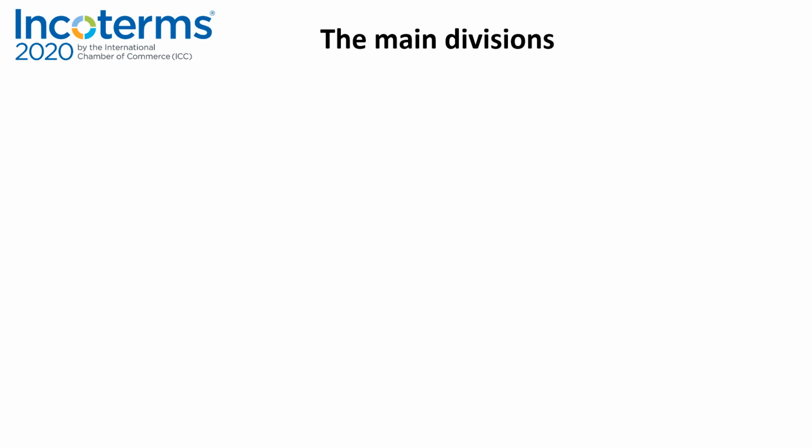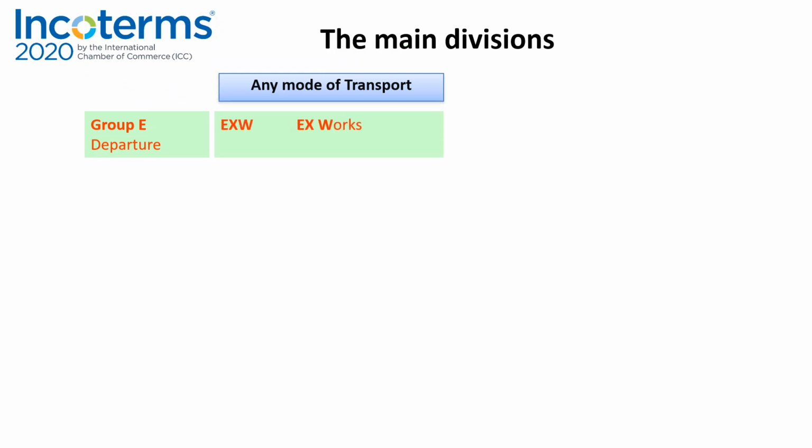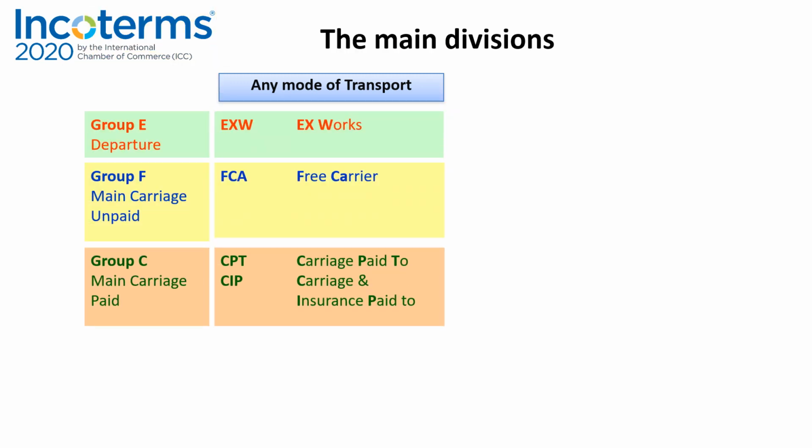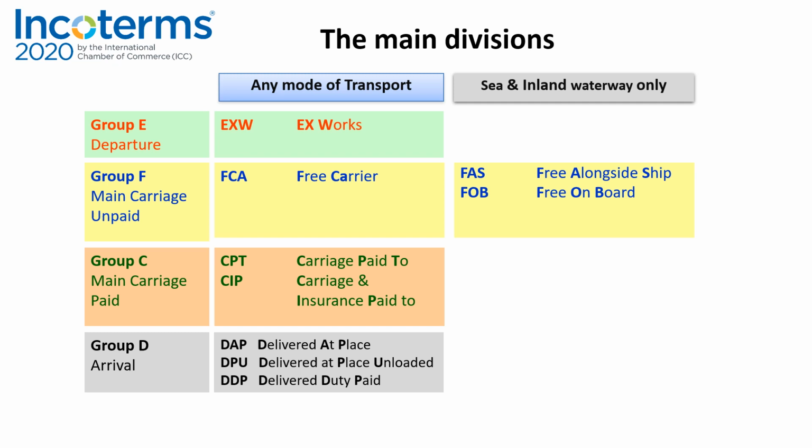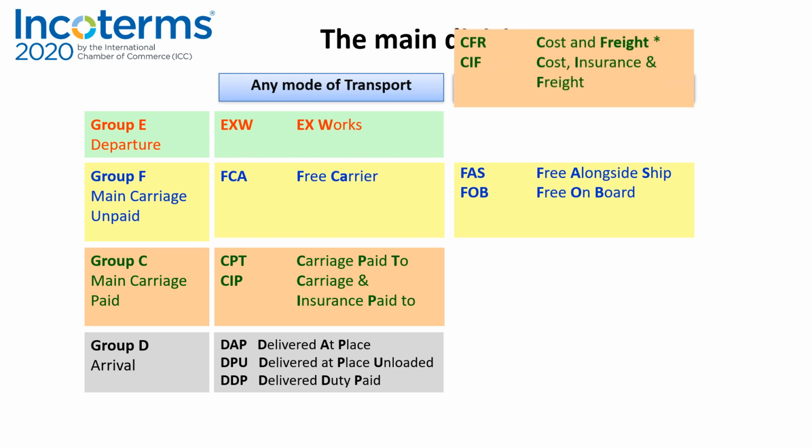So just to summarize the 2020 Incoterms, the main divisions: the initial chart which we saw was with respect to Incoterms 2010. For any mode of transport, the main ones remain the same. Ex Works, one F term which is FCA, and the C terms which are CPT and CIP. What has changed between 2010 and 2020 is in the D terms. Here you have delivered at place, delivered at place unloaded by the seller, and then delivered duty paid. The four terms with respect to sea and inland waterways remain the same between 2010 and 2020.